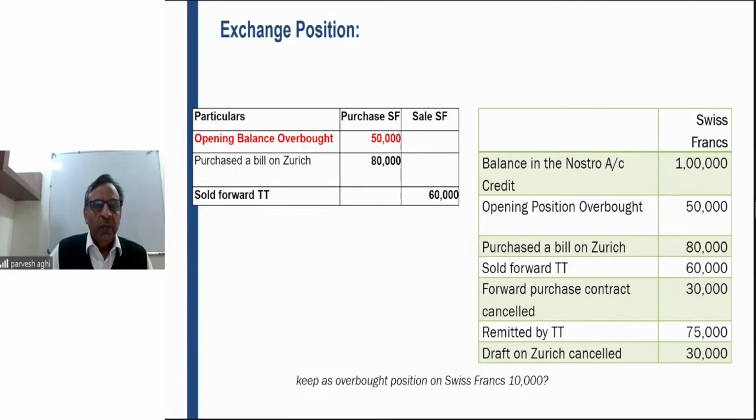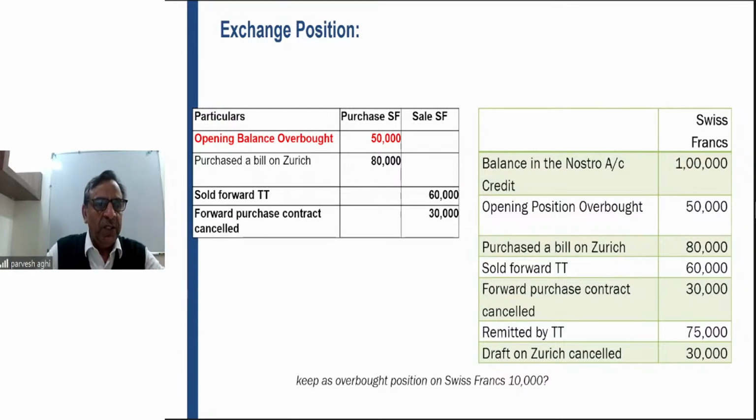So you take a commitment from the bank. So the bank says, okay, we have sold a TT in the forward market. So they're going to sell a forward TT. That means there is a sale of Swiss francs after the forward date has happened. Purchased forward contract cancelled. So the forward purchase contract has been cancelled now. When you actually issue a purchase contract, that means Swiss francs would have been purchased.